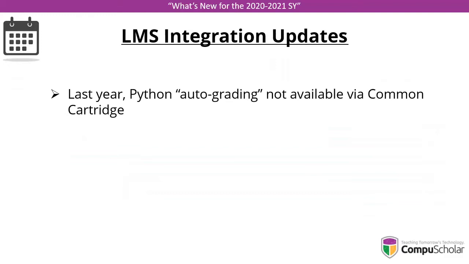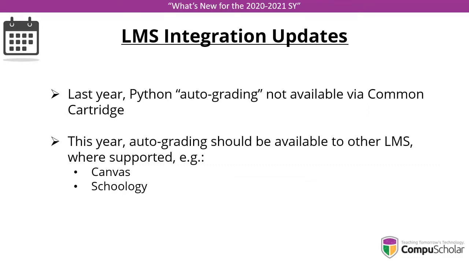Nonetheless, we are working hard on that to make that happen, and we expect to be able to support that for certain learning management systems such as Canvas and Schoology. So be on the lookout for announcements about the availability of new cartridges that would allow you to do auto grading of Python and Java when that's ready within your own learning management system.